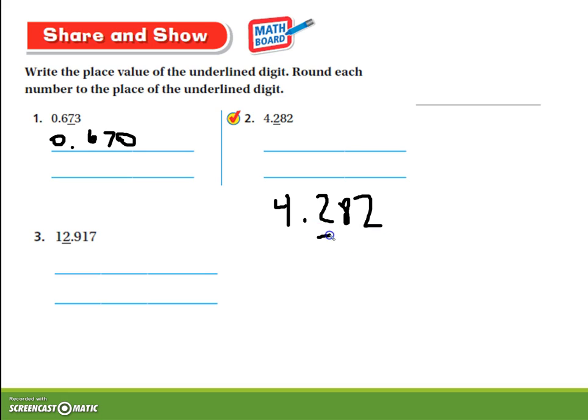4.282. So the 2 is underlined. That's the tenths place. And so we circle the number next to it, put pretty eyelashes all over it. That's the one we look at. Now, is this 4 or less, or 5 or more? Well, this is 5 or more, so we raise the score. That means that we raise the underlined digit. Remember, this 8 is the one that we look at. We just look at it, nothing else.